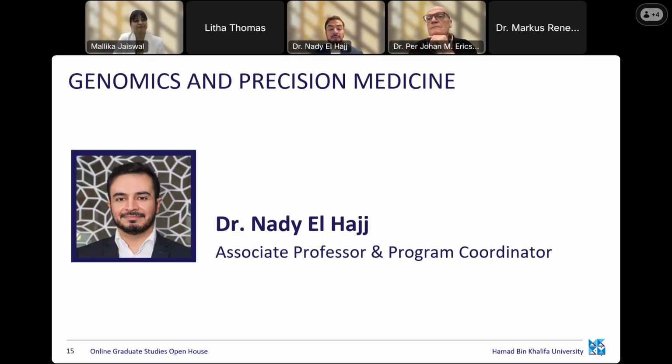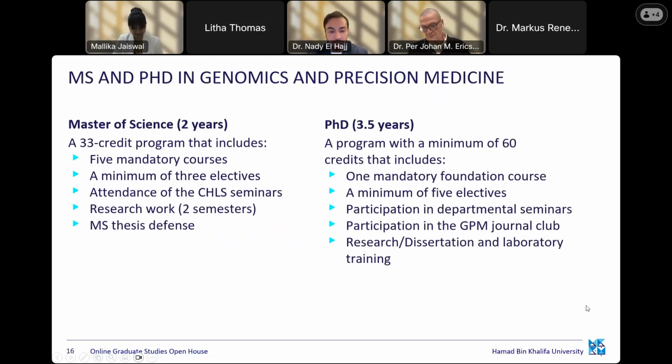So the Genomics and Precision Medicine Program aims to train the next professionals and leaders who will implement precision medicine in Qatar, in the region, and beyond. There's a master's program and a PhD program. The master's program is a 33-credit program. It includes 5 mandatory courses to prepare the students to have a foundation for research. It includes research methods and ethics, molecular pathology, clinical applications in precision medicine, biostatistics.